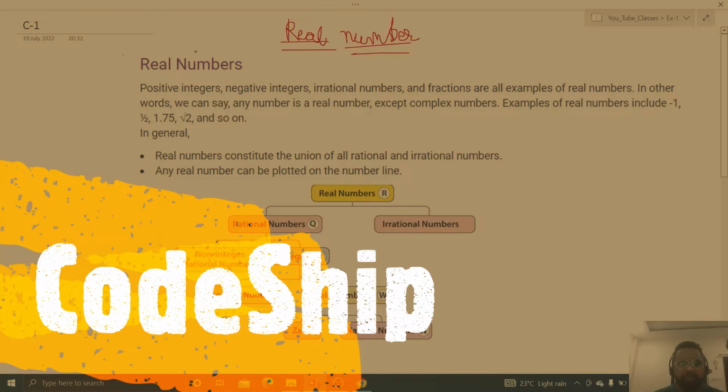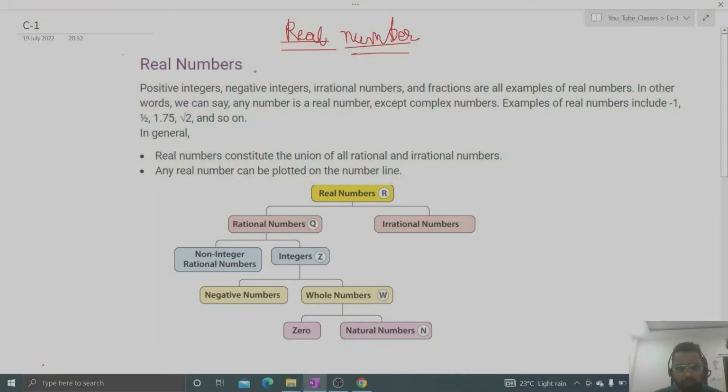So our class will start chapter wise, sequence wise. This is the very first chapter of class 10 mathematics, which is named Real Numbers. So what is a real number? A real number is a number which can be represented on the number line.